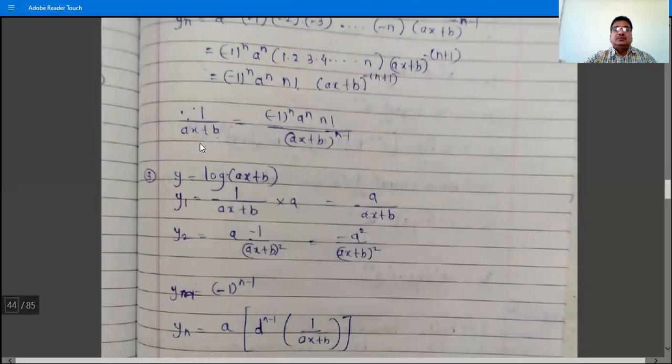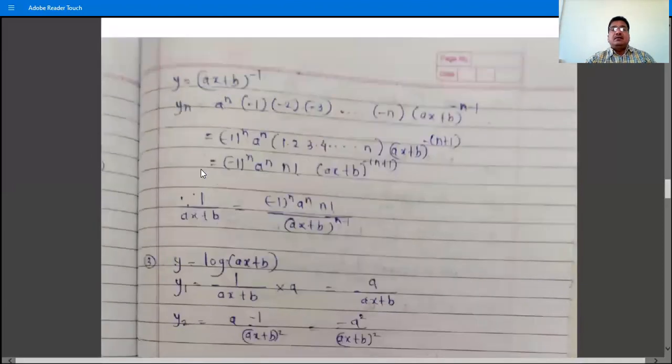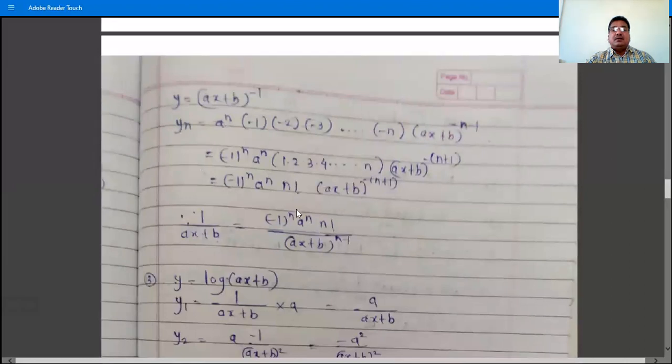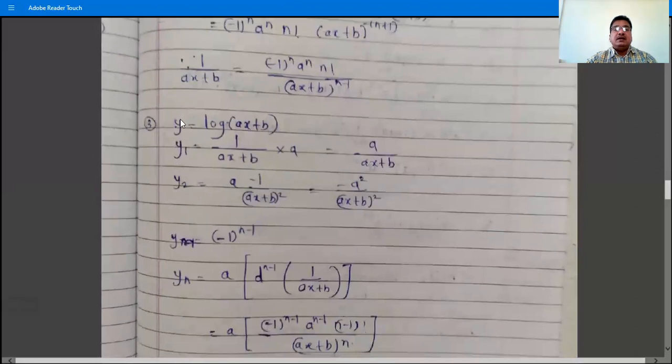So this is the nth order derivative of 1 by (ax plus b), or (ax plus b) raised to minus 1. Then the next example is y is equal to log (ax plus b). So y1, the first order derivative, is 1 by (ax plus b) into the derivative of ax plus b, which is a.